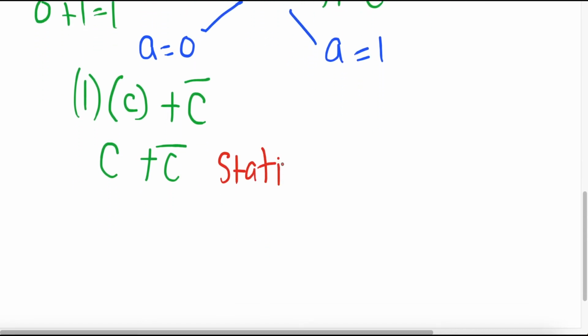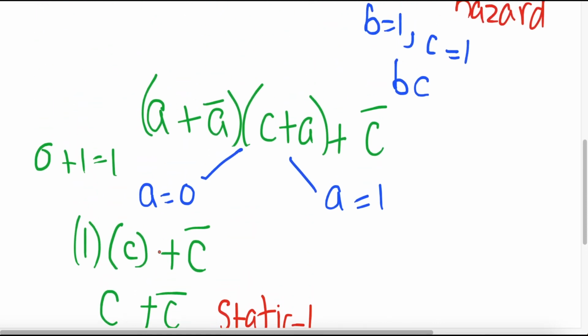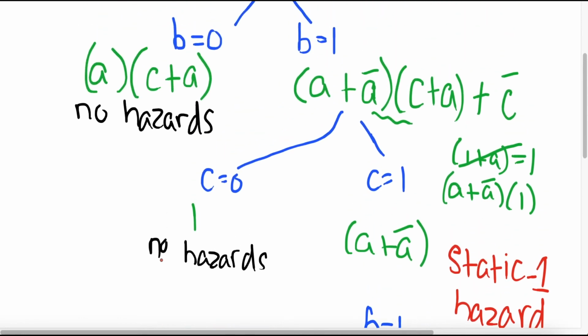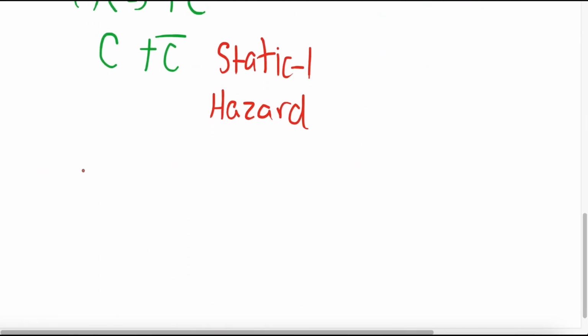right? This is also known as a static 1 hazard when a is 0 and when b is equal to 1. So from the start, when b is equal to 1 and a is equal to 0, we get a static 1 hazard, c plus c bar, because that's the same as x plus x bar.